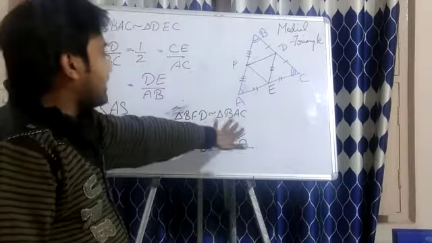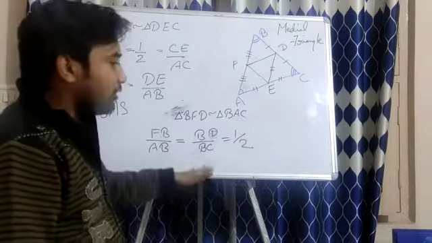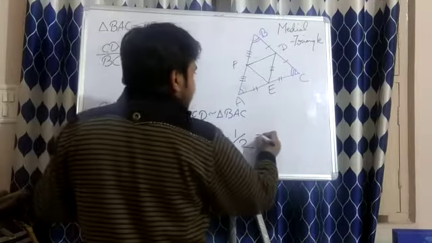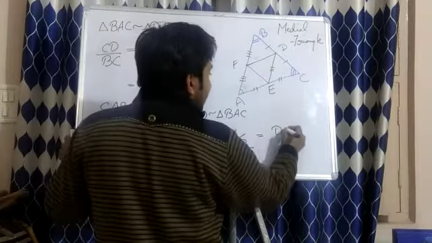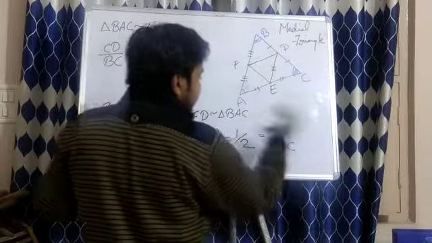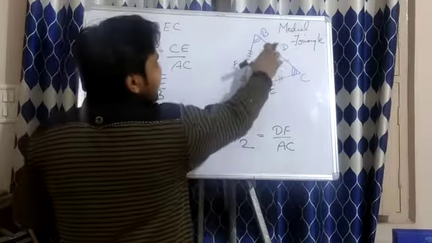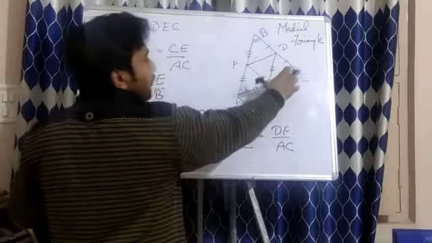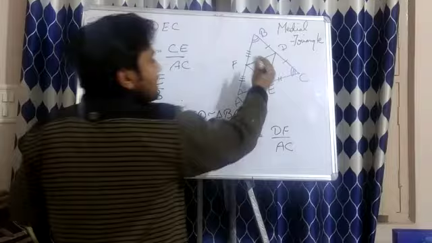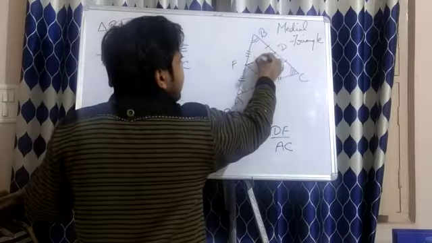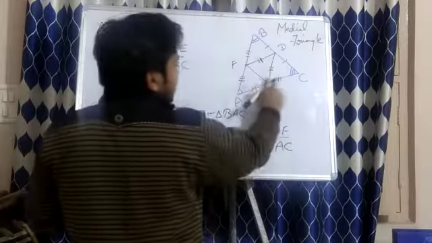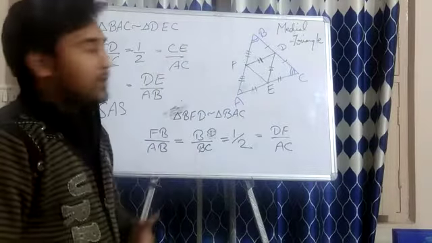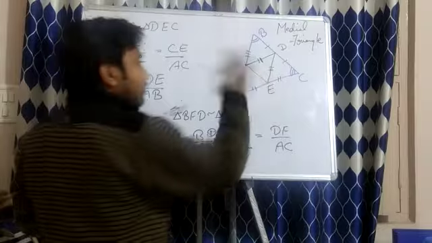And when these two triangles are similar, the ratio of all the corresponding sides must be equal. Therefore, this has to be equal to DF over AC. So from here we can say that DF is half of AC. And what is half of AC? AE or EC. Therefore, FD will be equal to AE or EC. Now, I think you can do it on your own by invoking the same principle.